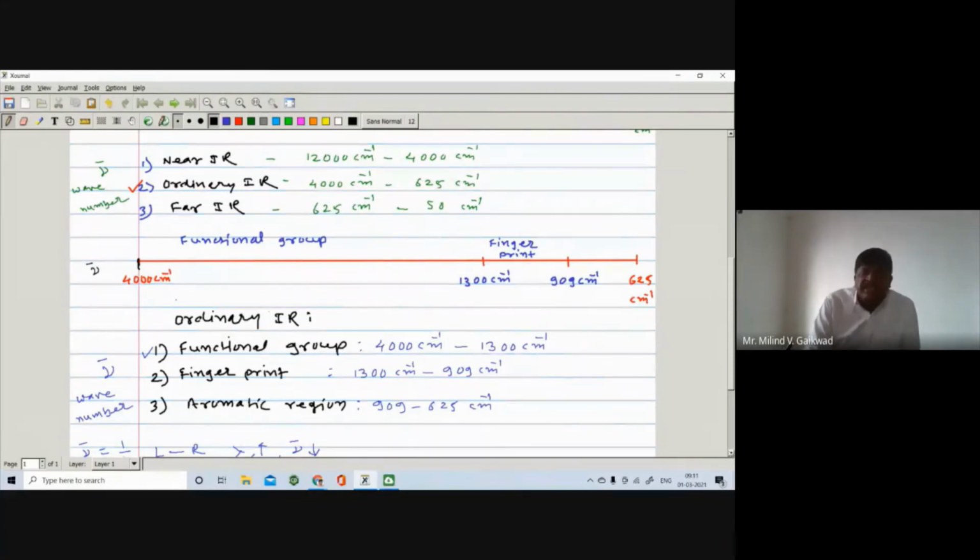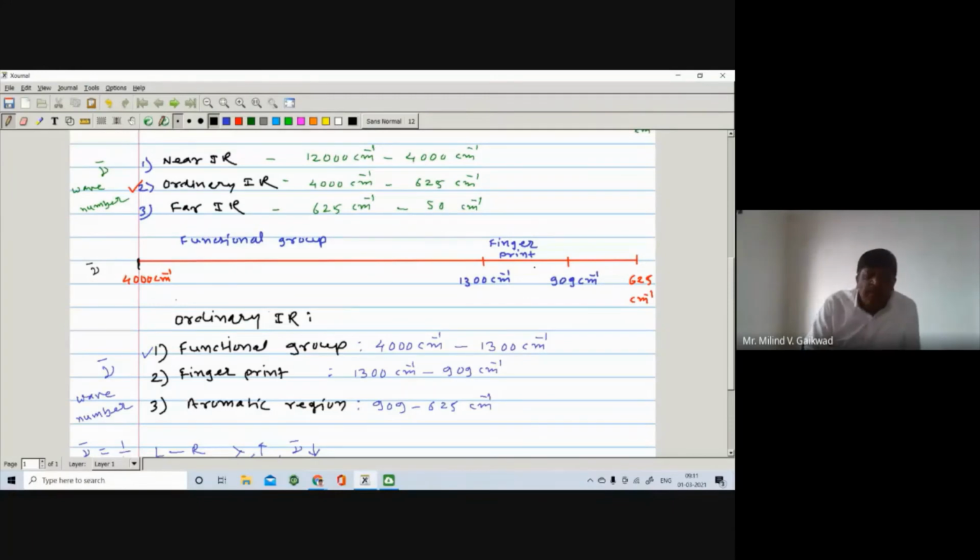Now next is the fingerprint region. I think you might have heard the word fingerprint. We have to give the fingerprint in biometrics, right? Or when you go for the Aadhaar card, you also have to give your fingerprints. The fingerprints of two persons will not be the same. In a similar way, the fingerprints of two molecules will not be the same.